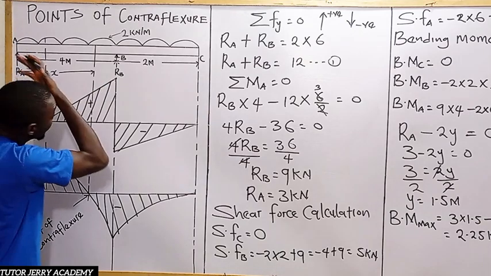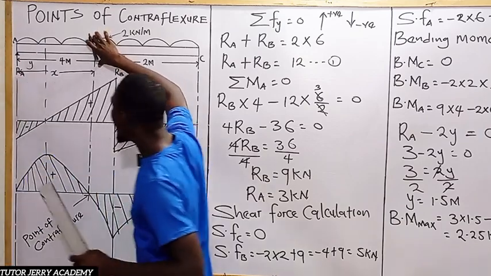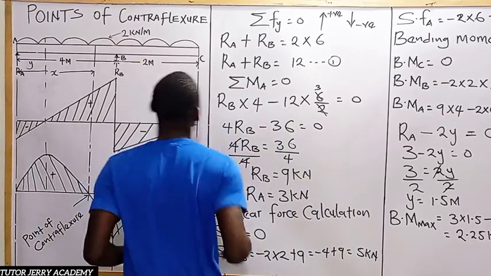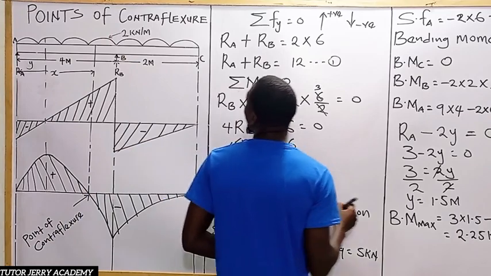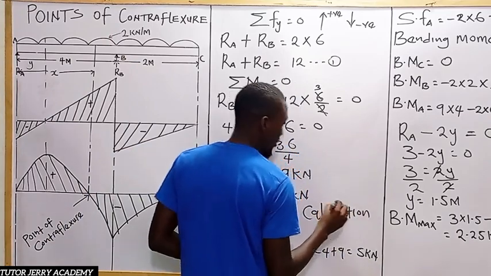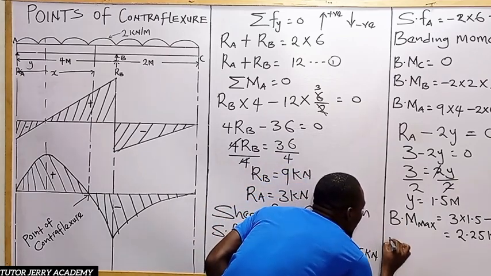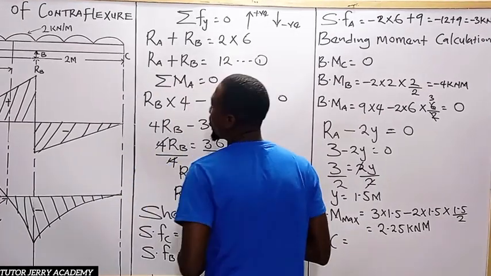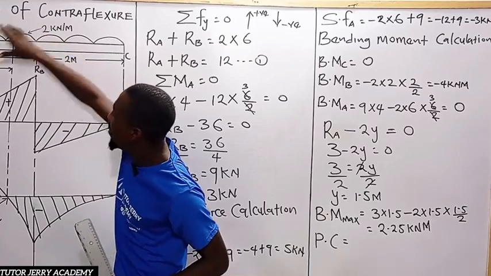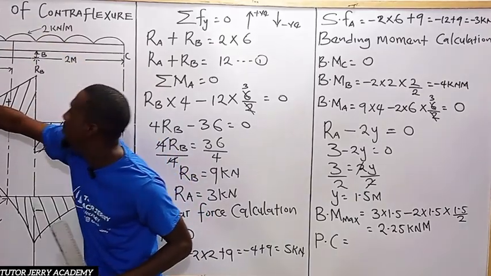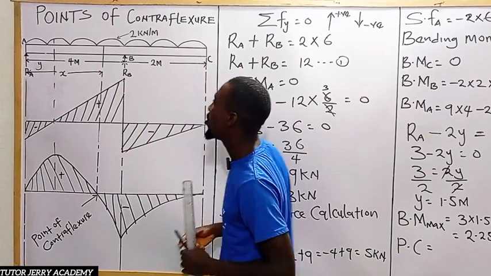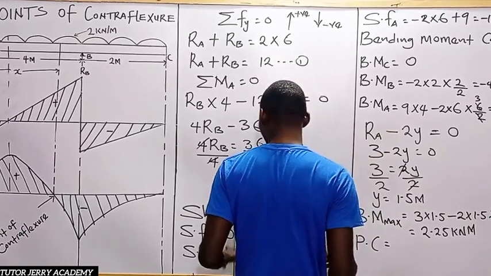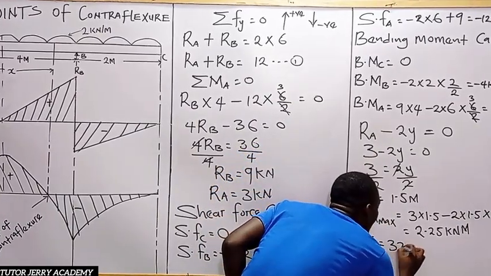All right. So now if we want to calculate our bending moment, it's going to be what? So the point of contraflexure. So let's say point of contraflexure will be equal to the moment now. It's going to be RA multiplied by what? By x. So it's going to be RA multiplied by x. And our RA is what? Our RA is 3. So it's going to be 3x.